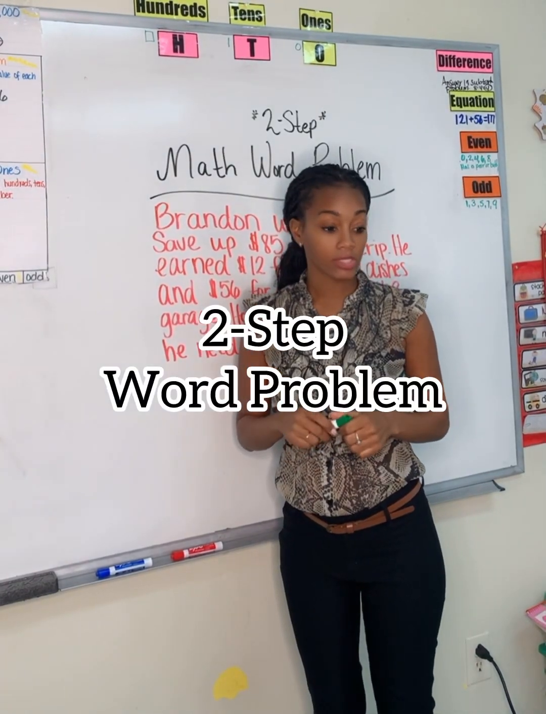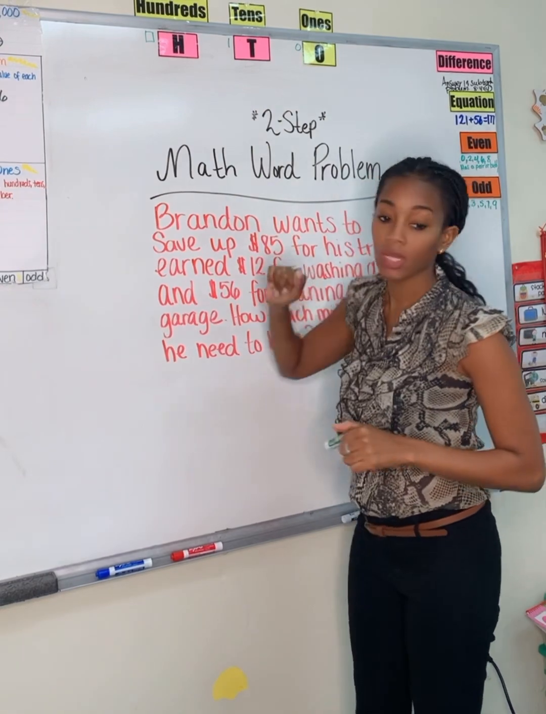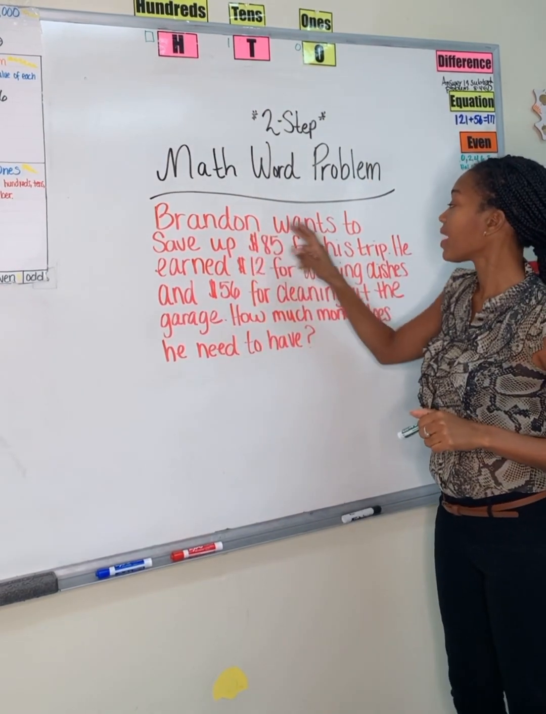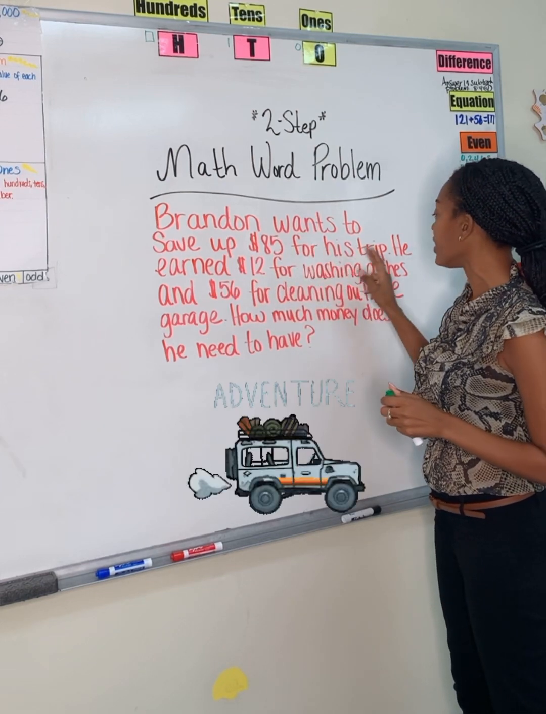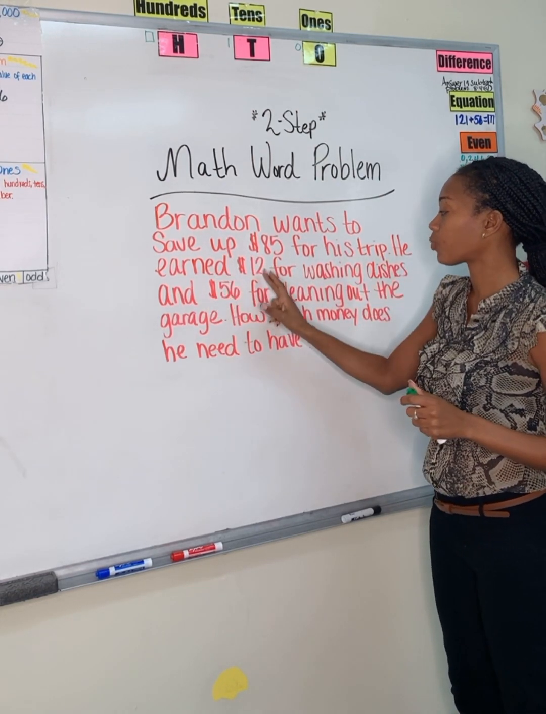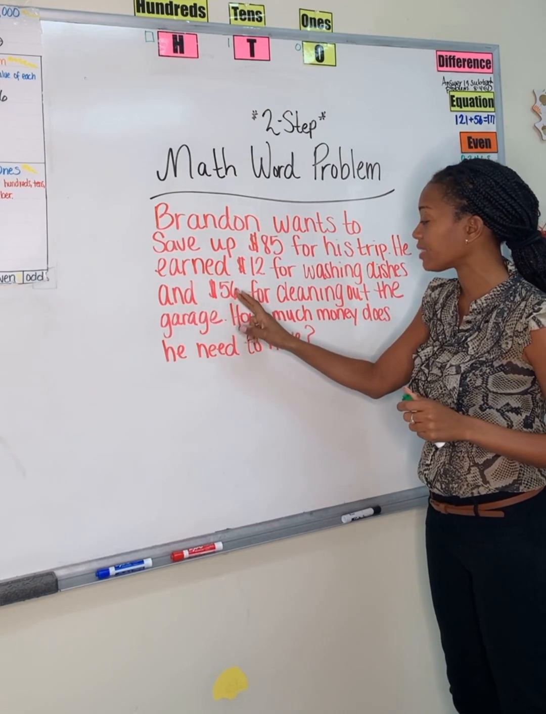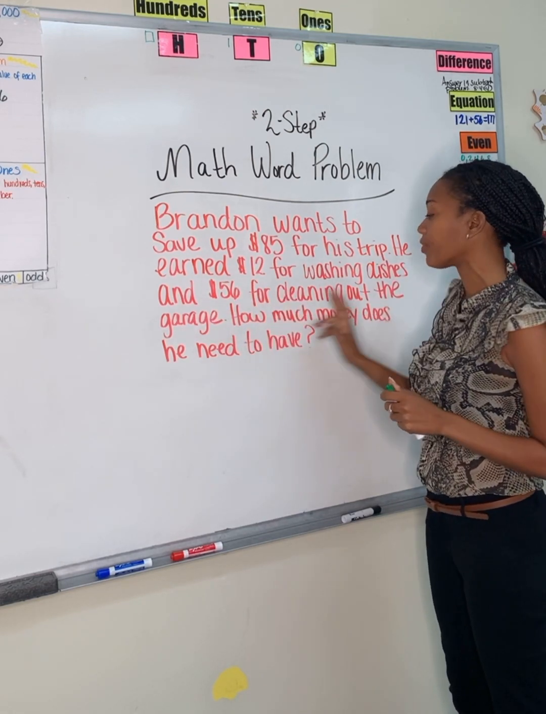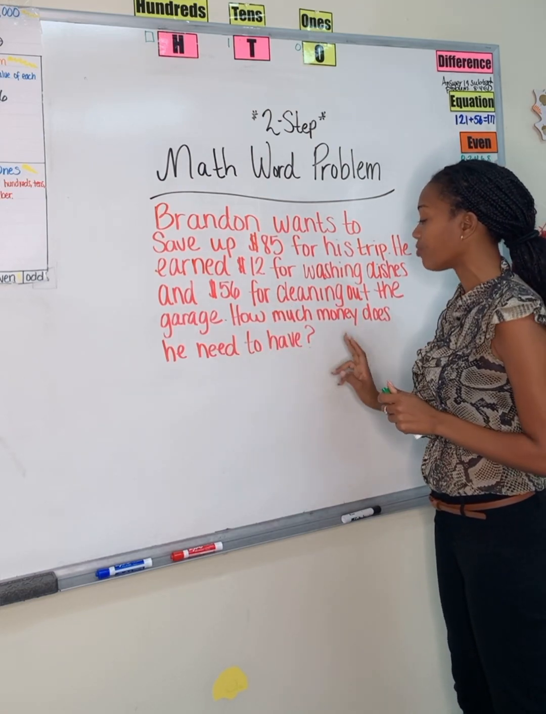All right, boys and girls, today we are going to look at a two-step math word problem. Read it with me. Brendan wants to save up $85 for his trip. He earned $12 for washing dishes and $56 for cleaning out the garage. How much money does he need to have?